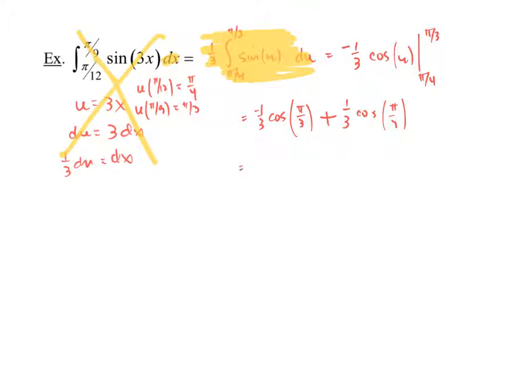Now, on a free response question, that would be perfectly fine to leave as the final answer. On a multiple choice question, we're going to need to know a little bit of trig. So I know that cosine of pi over 3 is 1/2. And the cosine of pi over 4 is the square root of 2 over 2. And if I just multiply those fractions together, I'm going to get negative 1 over 6 plus square root of 2 over 6.